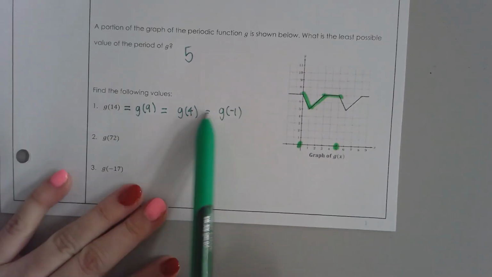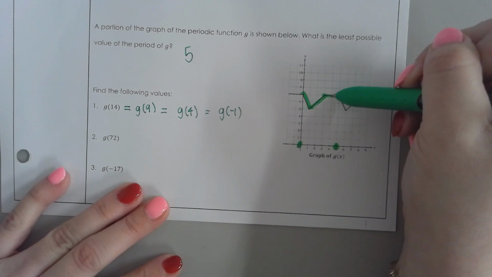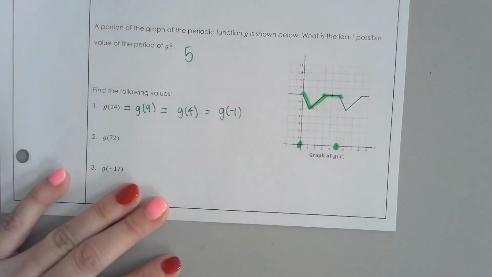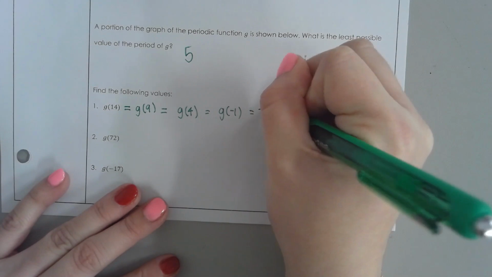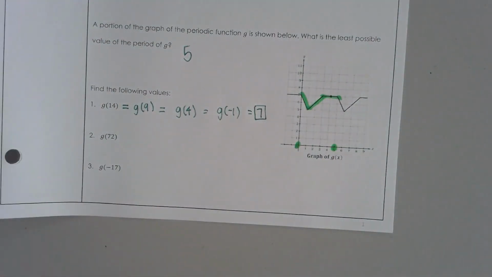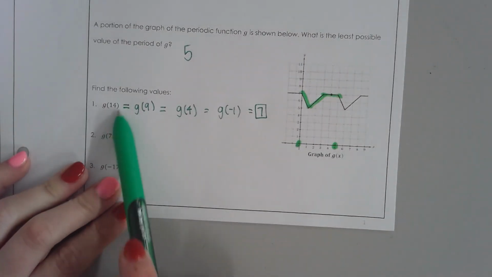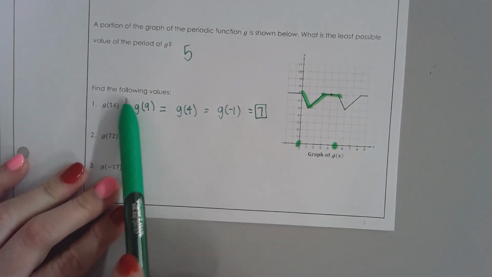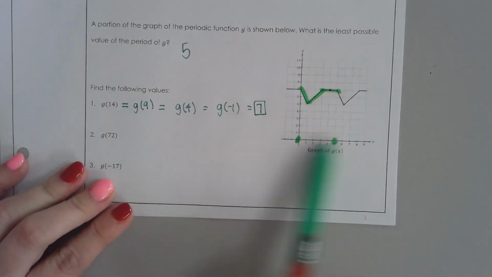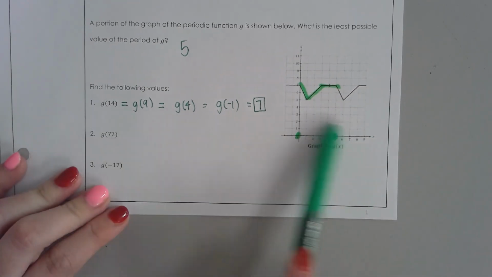So G of 4 I can find is what? 7. G of negative 1 is 7. So really what we have to do is add or subtract multiples of 5 until I get x values that are on my graph. So just depending on what graph you have.